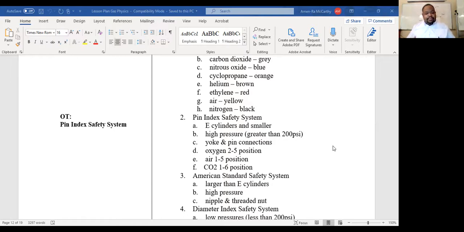You've got to have more than that. Say I'm colorblind and I pick up a carbon dioxide E-cylinder, and I have a regulator that doesn't have the PIN index safety system. What could happen? If I don't have the PIN index safety system, I might just be willy-nilly putting an oxygen regulator onto a carbon dioxide tank. It would fit with no problem, and that would be a problem, because then I would be increasing my carbon dioxide with every breath.